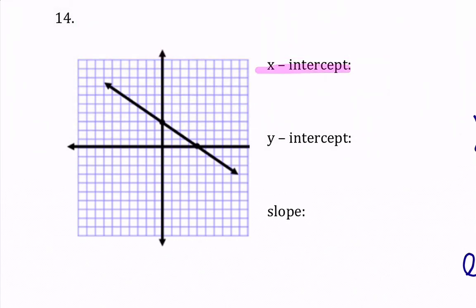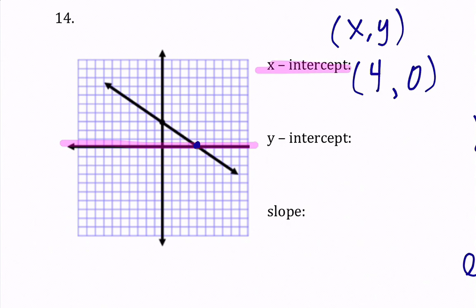So for my x-intercept, I have to look at where it crosses the x-axis. I see that it crosses the x-axis here. So remember, it's always the x and then the y. So since we're talking about the x-intercept, I need to fill in the x position. Well, it crosses the x over at 1, 2, 3, 4. The x-intercept is the x value when the y is 0.